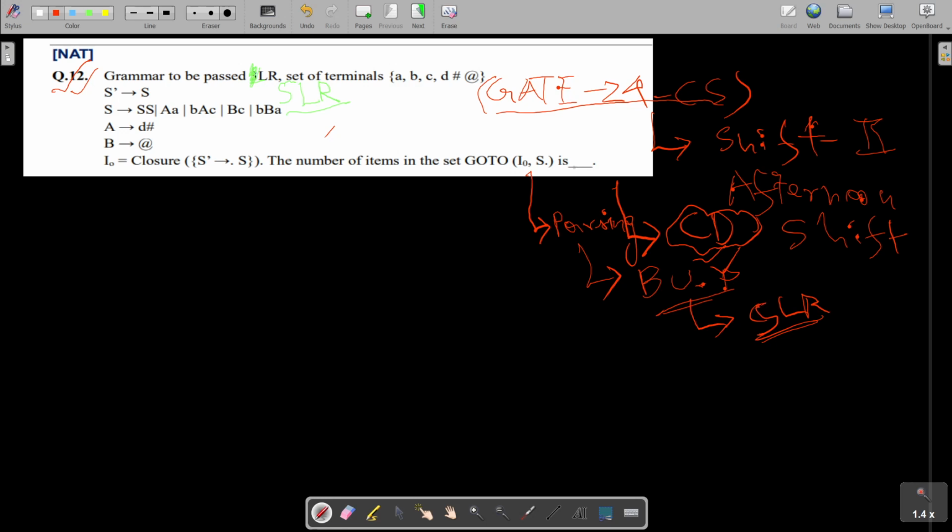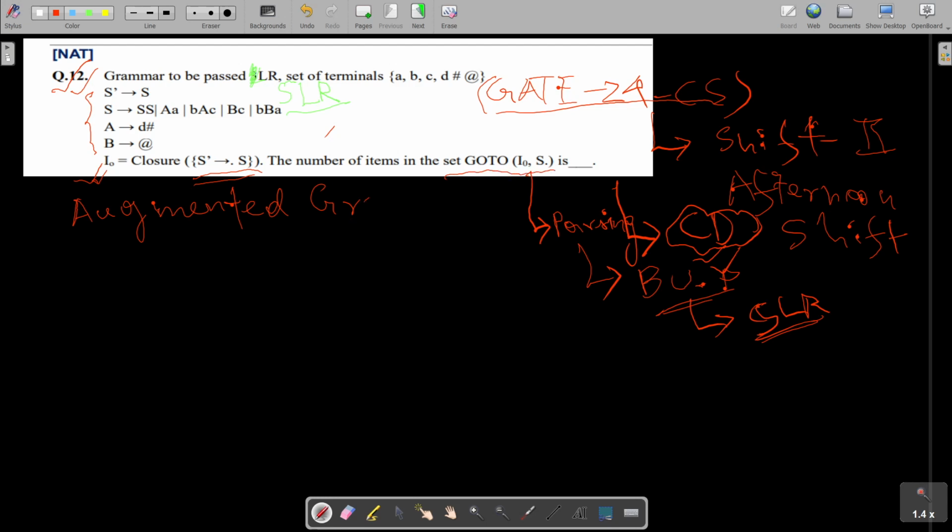Now let's discuss the solution. It's quite simple. We first need to know what S dash to dot is. So you have to compute the closure, and for that we have the grammar given. The grammar to be parsed is this, and we just need to augment the grammar using a dot operator. This is the augmented grammar, and we have to compute the closure.